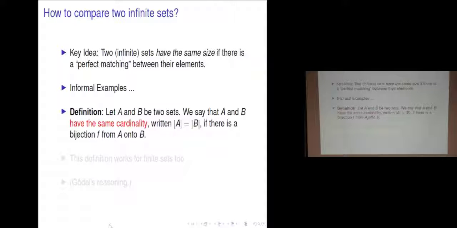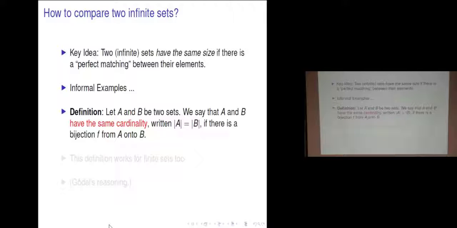To make the idea formal, we have to use some mathematical terms. Let A, B be 2 sets. We say that A and B have the same cardinality, where cardinality is a fancy word for size, written |A| = |B|, if there is a bijection from A onto B.